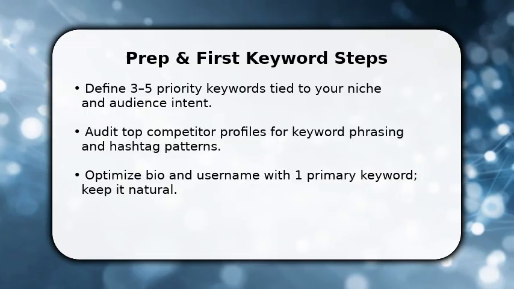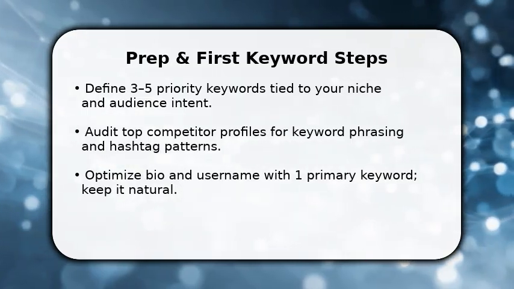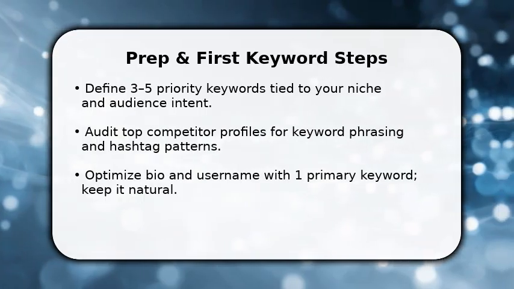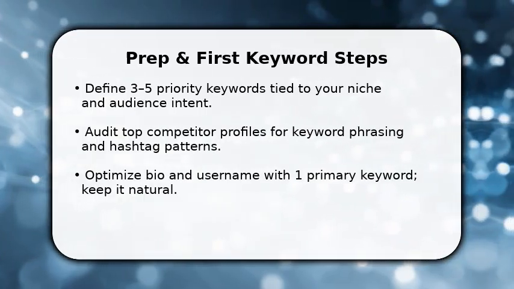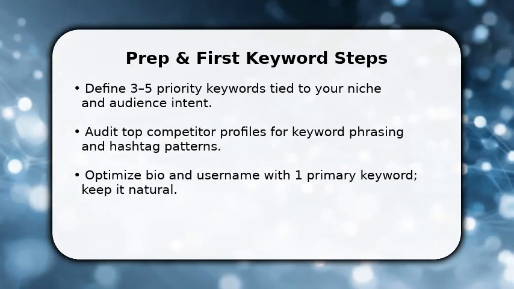You begin by locking down a clear keyword set. Pick 3 to 5 priority terms that match real audience intent. Once chosen, scan top competitors to copy phrasing patterns, not copying content, but learning words that rank.